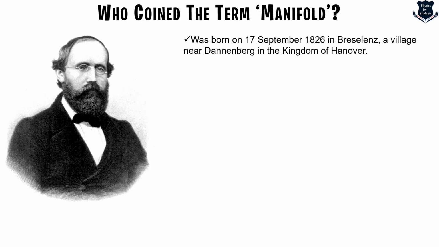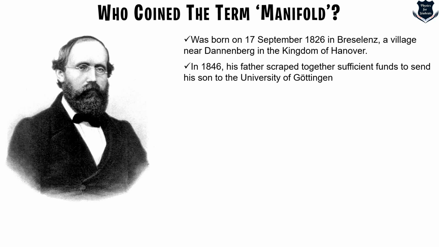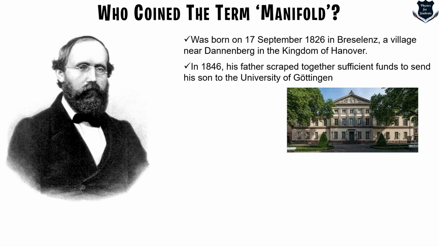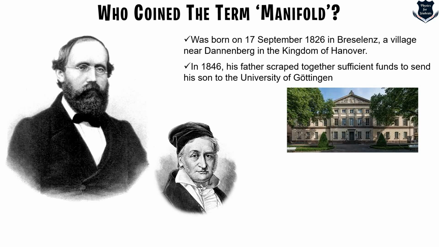In 1846, his father scraped together his entire fund to send his son to the University of Göttingen, where Riemann initially intended to study theology so that he could support his family. But when he attended lectures by Carl Friedrich Gauss and Moritz Stern at the University of Göttingen, they inspired him to switch his studies. With his parents' blessings, Riemann transferred to the University of Berlin the following year, studying under some of the most prominent mathematicians of all time. Now, Gauss described Riemann as having a gloriously fertile originality.